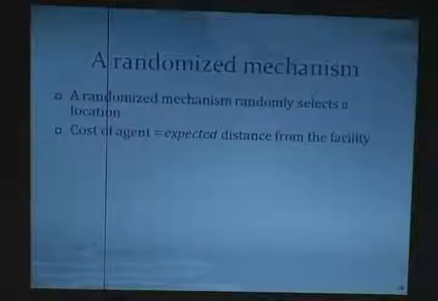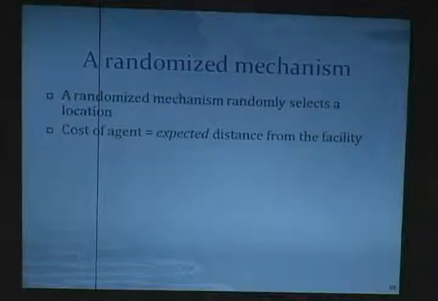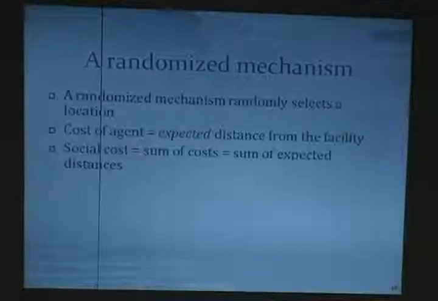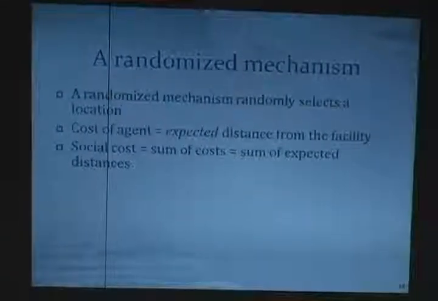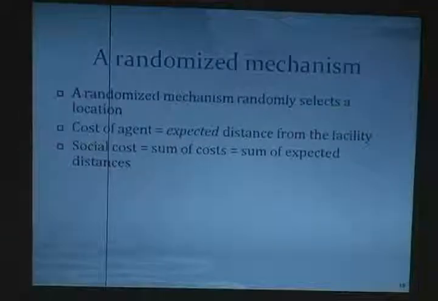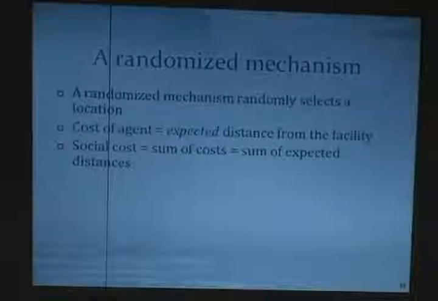Now let's define the cost of an agent to be his expected distance from the facility. Right, now we have randomization. And the social cost is now going to be, like before, the sum of costs, which in this setting is going to be the sum of expected distances, or the expected sum of distances. It's the same thing.